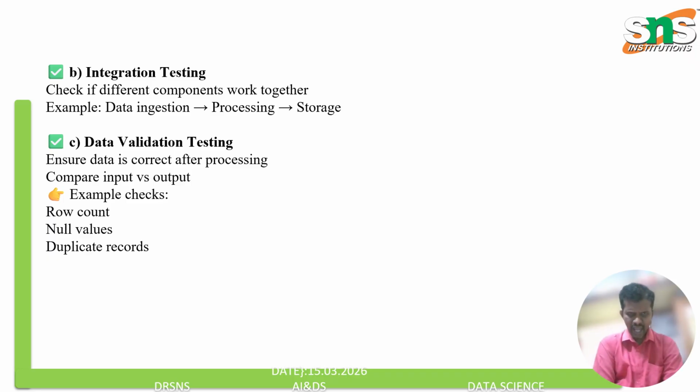Next one, data validation testing. Validation means we have to ensure the data is right after processing. After passing the data, we check whether we are getting correct information as output or not. That is what we check in data validation testing. If you want to compare input versus output, examples are checking row count, null values, and duplicate records. So these are examples of checking the row count, then null values, and then duplicate records.